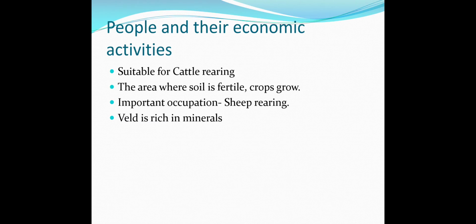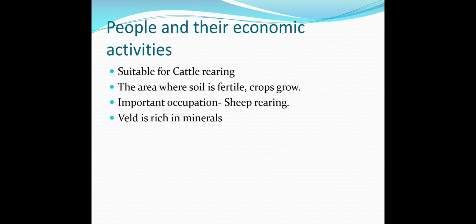Then there is a lot of barren land here. Wherever the land is fertile, crops are grown. Here in the veld, a lot of land, due to its climatic conditions, is barren. The soil is not fertile, and the land is also barren. Wherever the soil is fertile, crops are grown over there. The main crops grown here are maize, wheat, barley, sugarcane and potatoes.